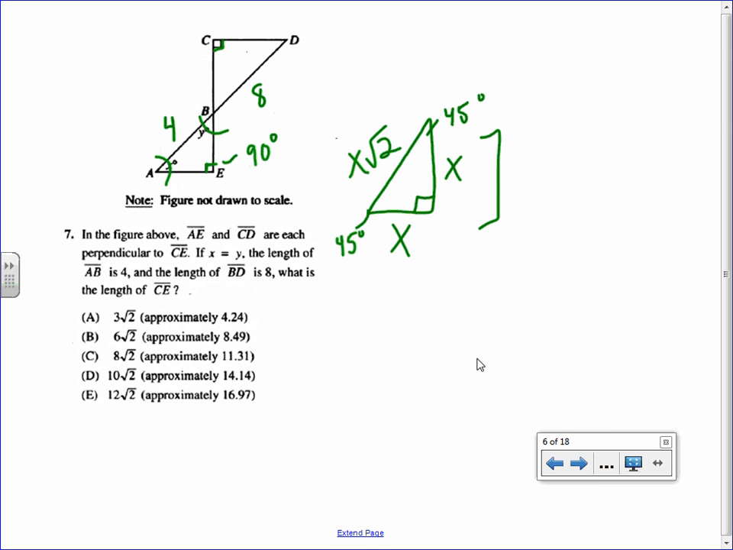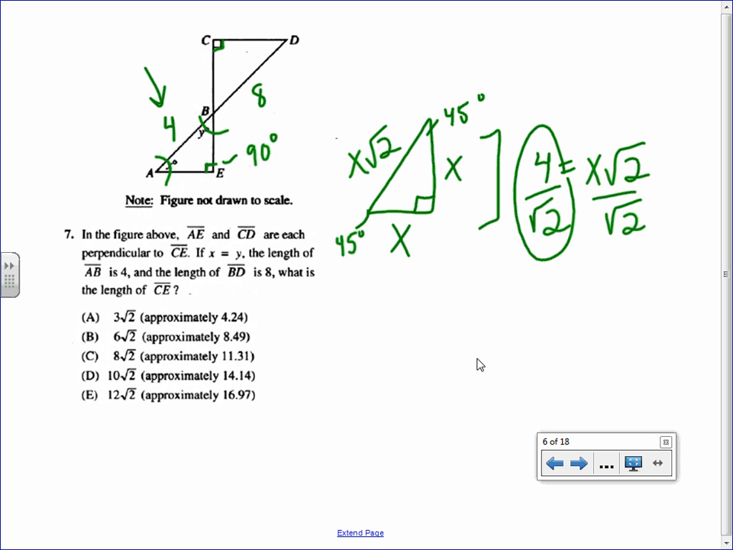So we know the hypotenuse is x root 2, and we know that the legs of the triangle are each x. So then we can set 4, which we know is the hypotenuse here, equal to x root 2. And then to get x alone, we would just divide by root 2 on each side. So x is 4 divided by root 2.